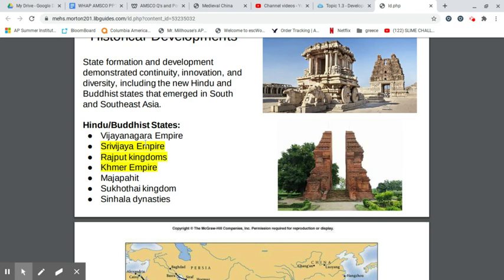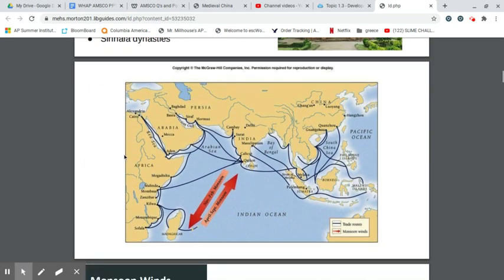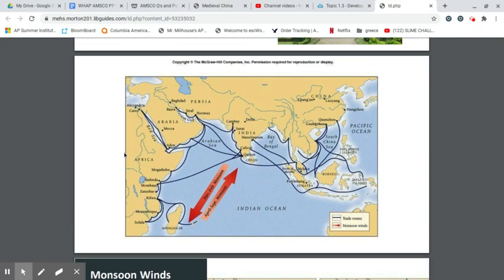Now, here is a list of some very hard to pronounce names. Some of these are from India and some of these are from Southeast Asia. These three right here are from India. Khmer Empire is going to be in modern day Cambodia / Vietnam. Okay, but again, we'll see some maps that'll kind of help us with these empires as we go into more detail with them.